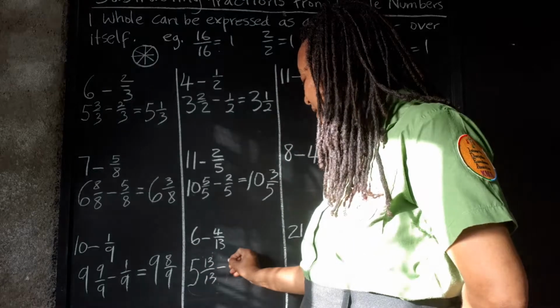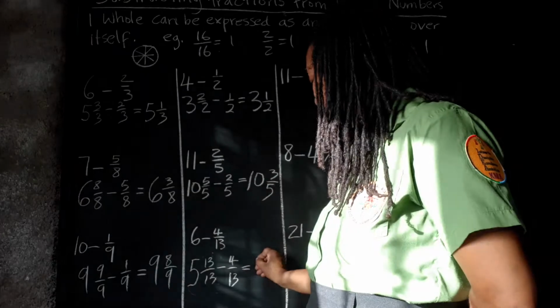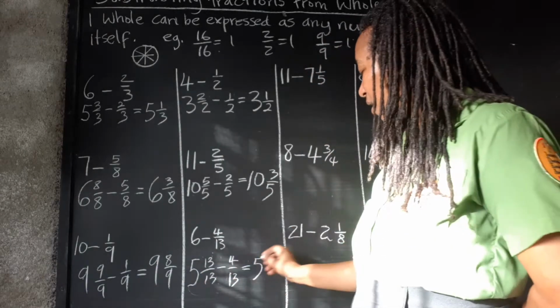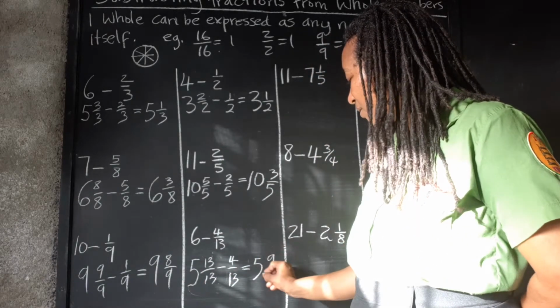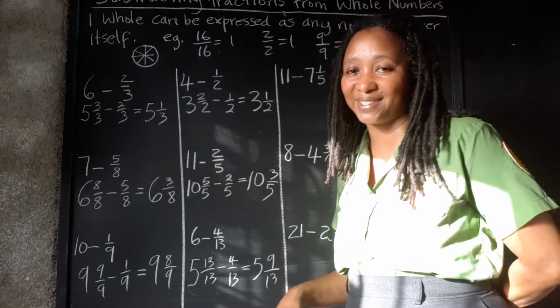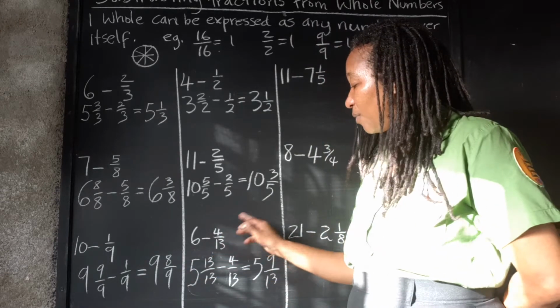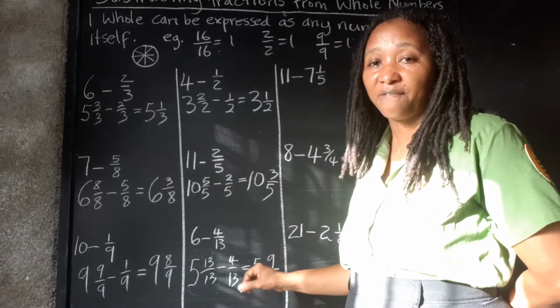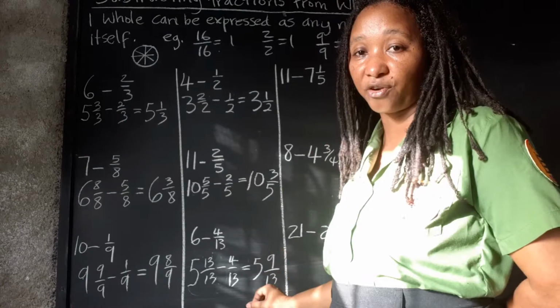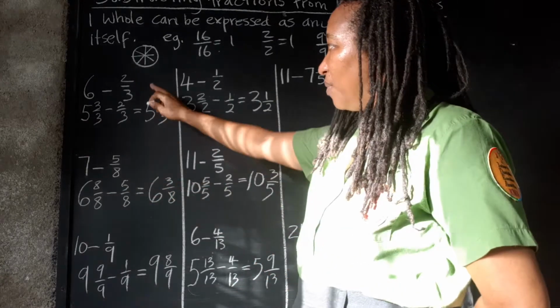And we're subtracting 4/13. So we write back the 5. 13 take away 4 gives 9, and put back the denominator. We don't subtract the denominator, right? We write back the denominator. So 6 take away 4/13 gives 5 and 9/13. So we're done with the common fractions.